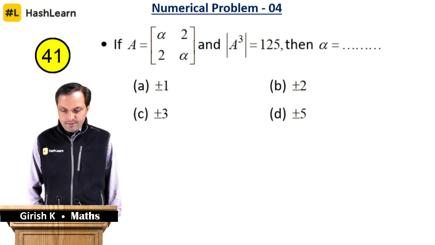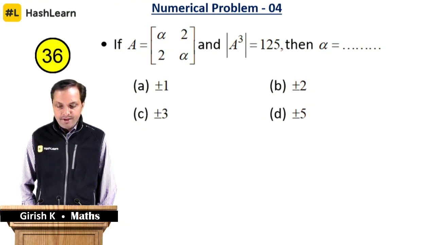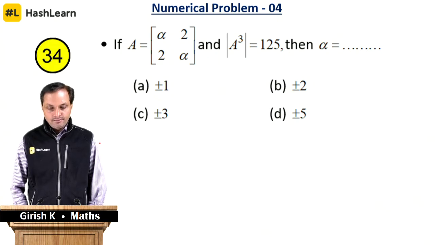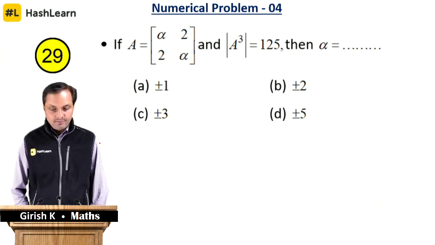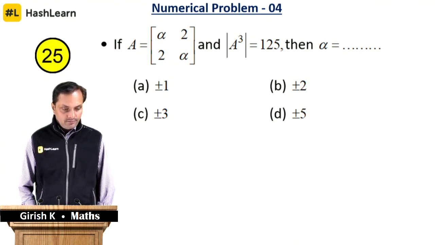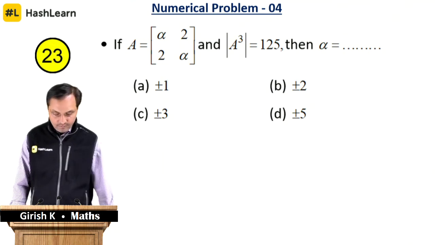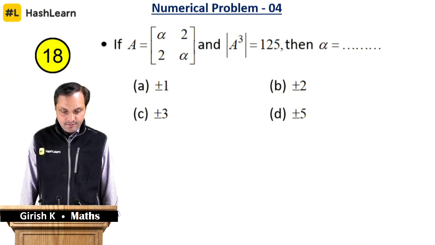Determinant of A cube is 125. Left with 20 more seconds. 10.